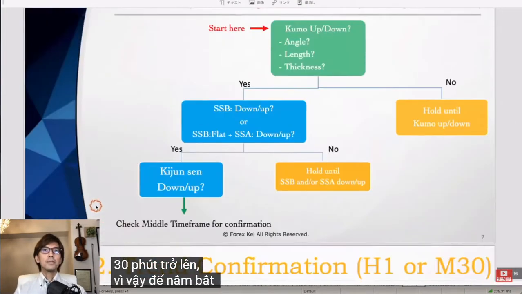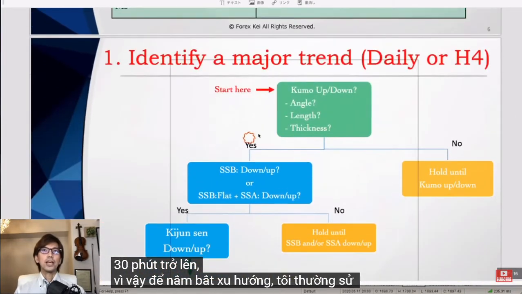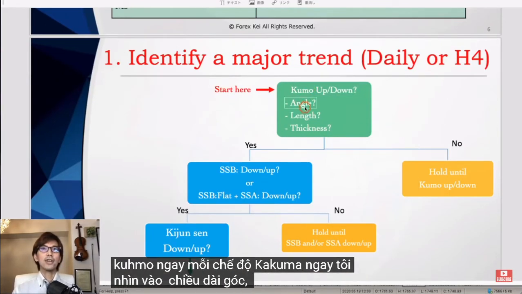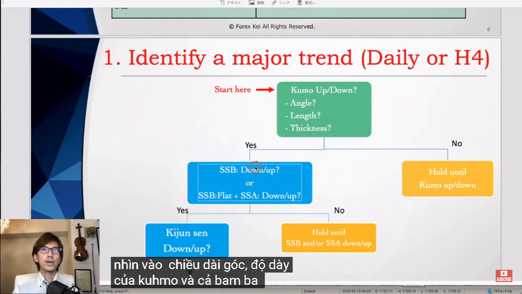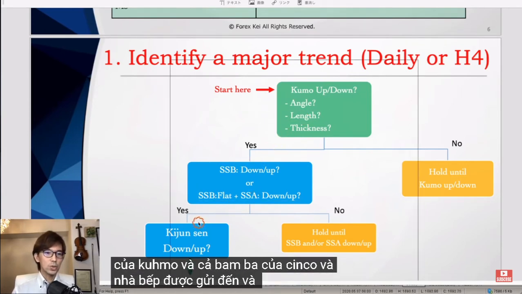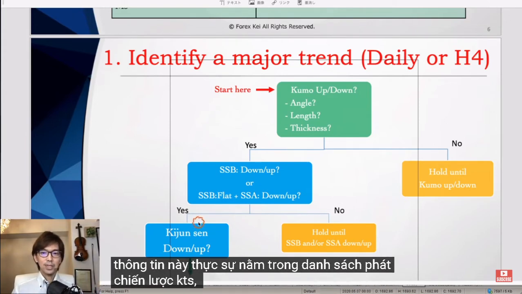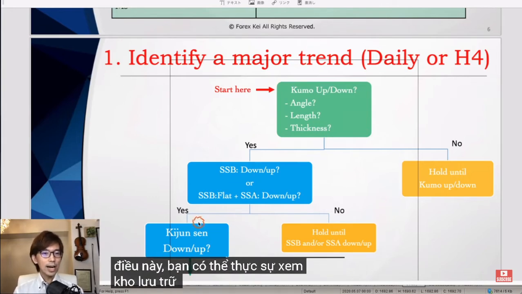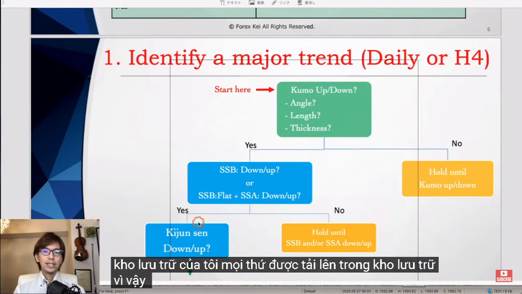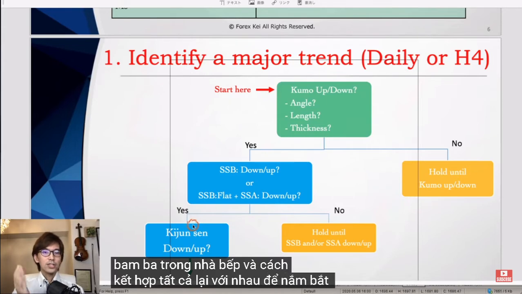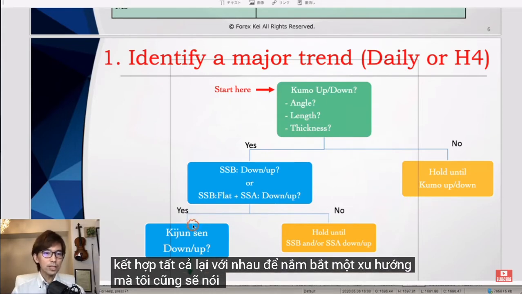To capture the trend, I usually use the Ichimoku Kumo. I look at the angle, length, and thickness of the Kumo, and also Senkou Span B and Kijun-sen too. All this information is on the playlist of the KTS strategy, so if you haven't watched it yet, you can watch my archive. Everything is uploaded there. I was talking about Kumo, Senkou Span B and Kijun-sen and how to combine them all together to capture a trend, which I will also be talking about today.